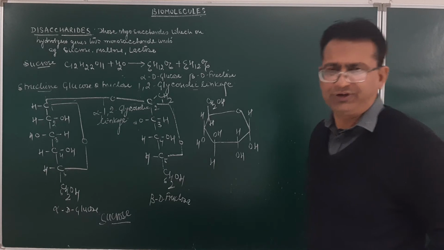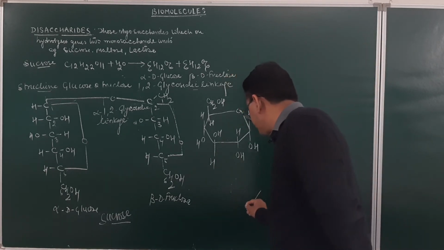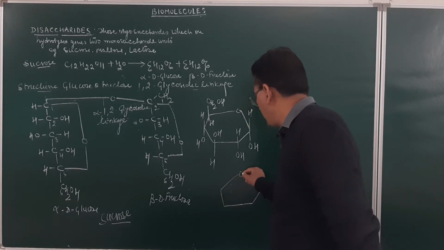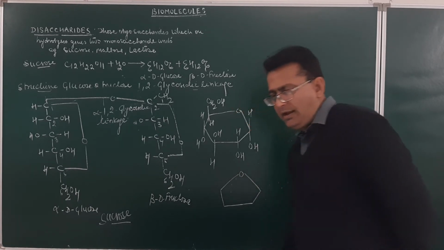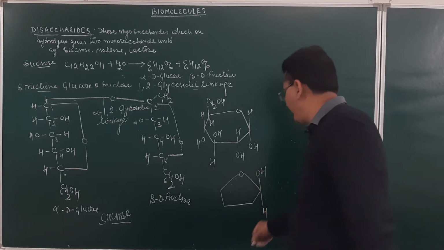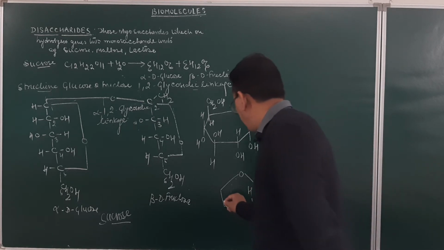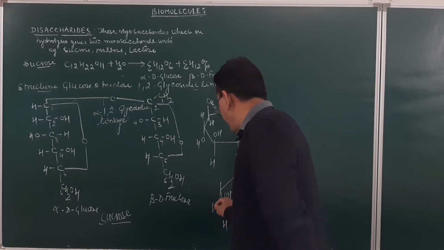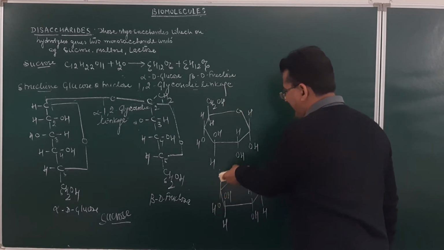Fructose is furanose structure. I mean to say a 5-membered ring structure. So how will we make this one? If we make the structure of fructose, this is 5-membered ring structure. And over here, this will be OH and this will be H. This will be H, this will be OH. Then again OH and then H. Then OH and then H.